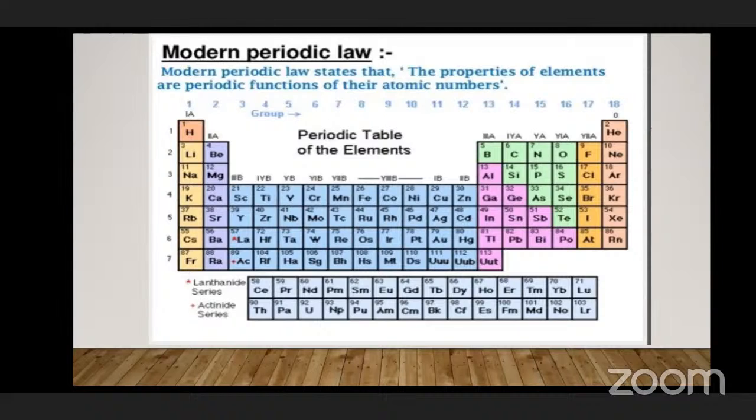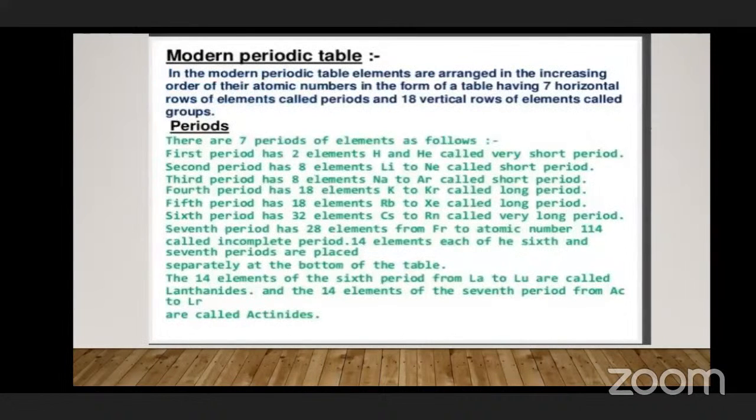Up to 114, we consider it an incomplete period. Why? Because in coming days, some new elements may be invented or discovered. Because of that reason, it is an incomplete period. That period was not completed. That's why the seventh period right now has 28 elements from francium to atomic number 114, called an incomplete period.